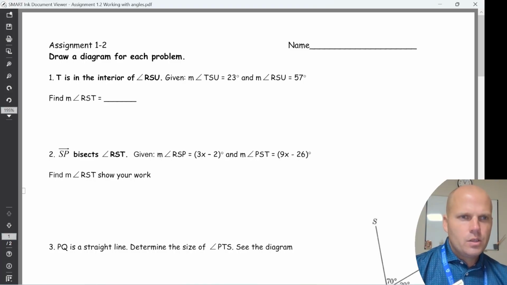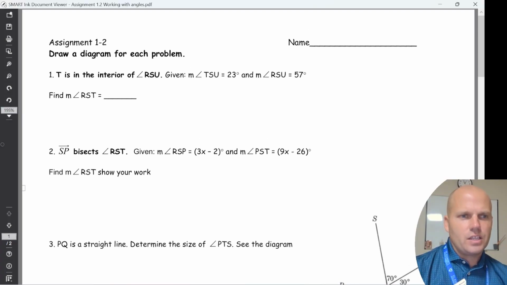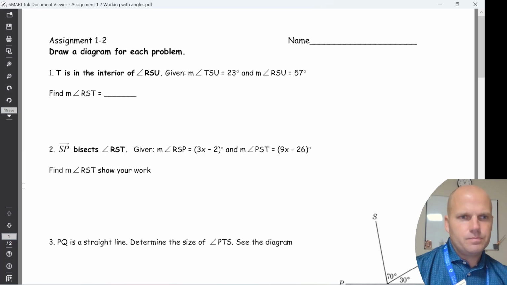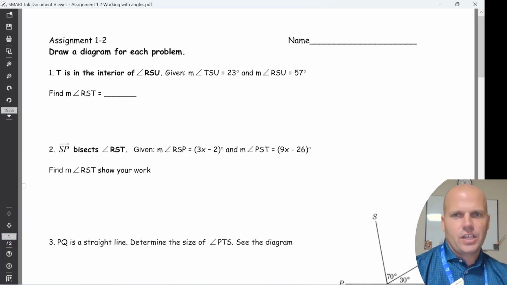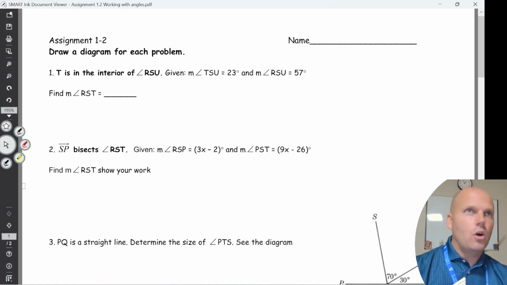Question number one is T is in the interior of angle RSU. Given m angle TSU, which means the measurement of angle TSU is 23 degrees, and the measurement of angle RSU is 57 degrees, find the measurement of RST. Where students can go wrong with a question like this is they just assume, oh, we're going to add every time, or oh, we're going to subtract every time. But you really have to draw the picture to understand what you are given.